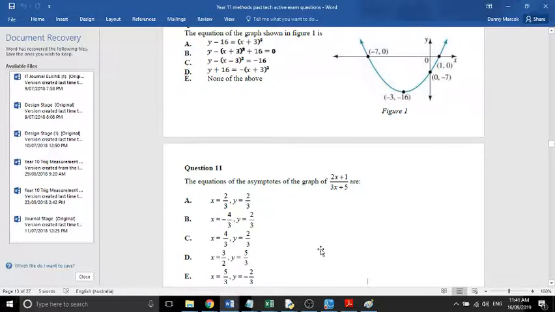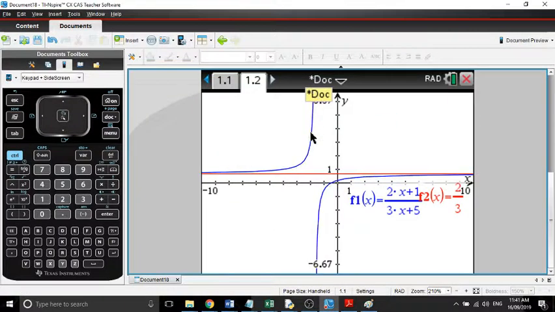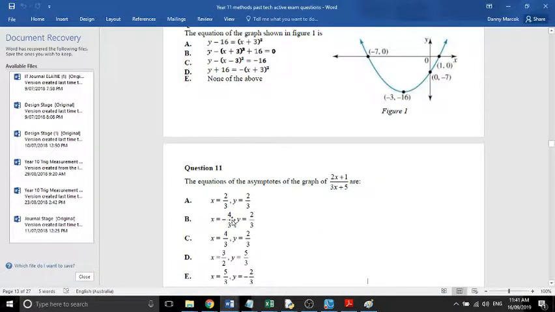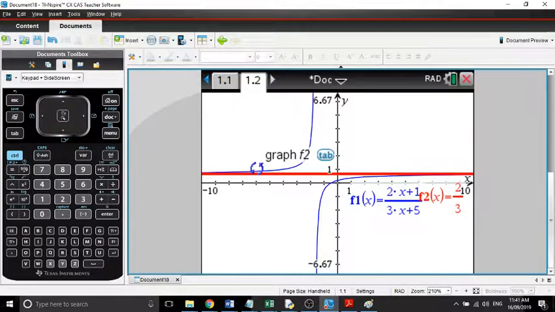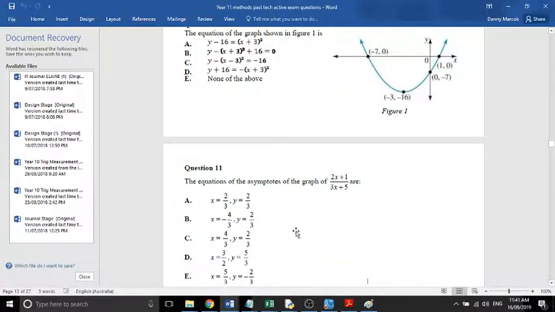Oh, sorry, no, my mistake. Y asymptote of 2 over 3, so it's either A, B, or C. And then we've got a negative y asymptote of 4 over 3, so it's got to be this one. So negative 4 over 3 translates to this, 2 over 3 translates to that. So we end up with B for that question.